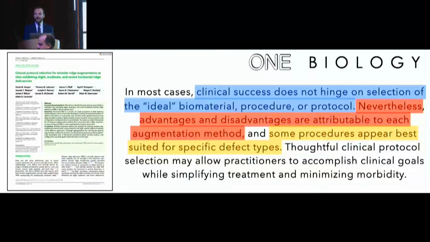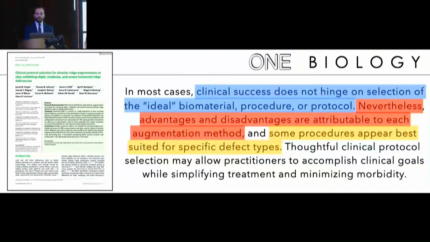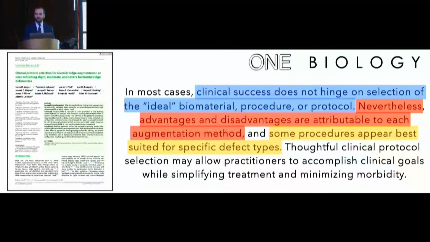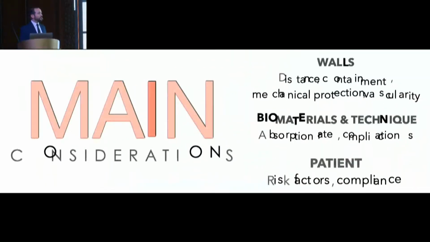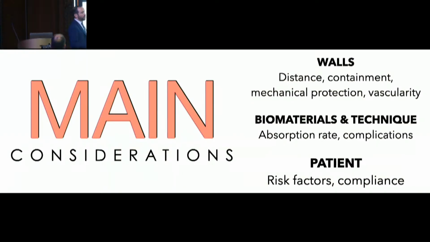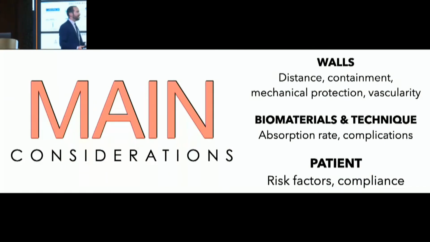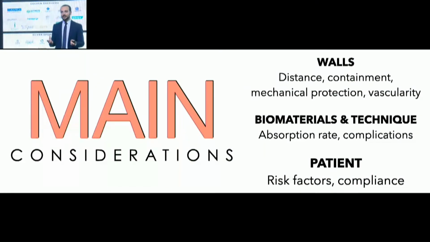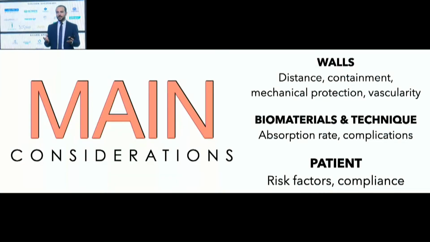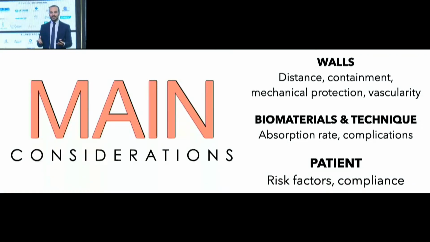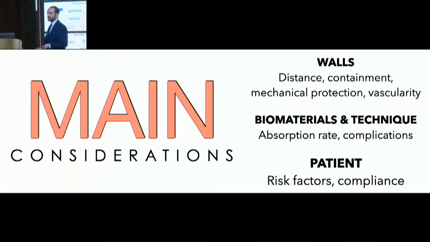What are the different factors that we should be looking at when we face bone augmentation? We should be looking at the bony walls. How many walls do we have? How contained is the defect? The mechanical protection, the vascularity. The more walls that we have, it will not only protect our graft material, it will provide vascularity to our regeneration site. We should be looking at the biomaterials.